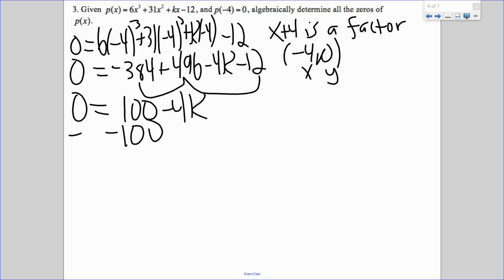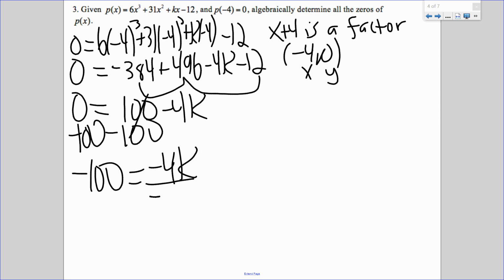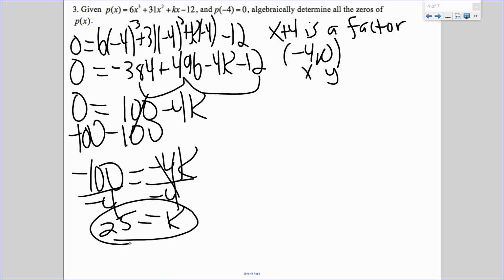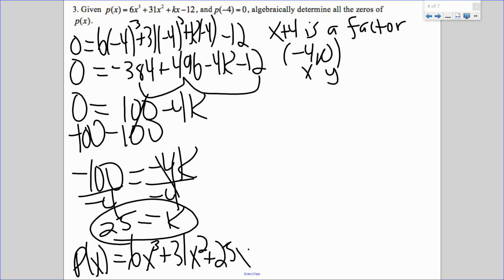Subtract 100. Negative 100 equals negative 4k. K is 25. So that's the first answer to the question. Now that I have that, my equation is 6x cubed plus 31x squared plus 25x minus 12.